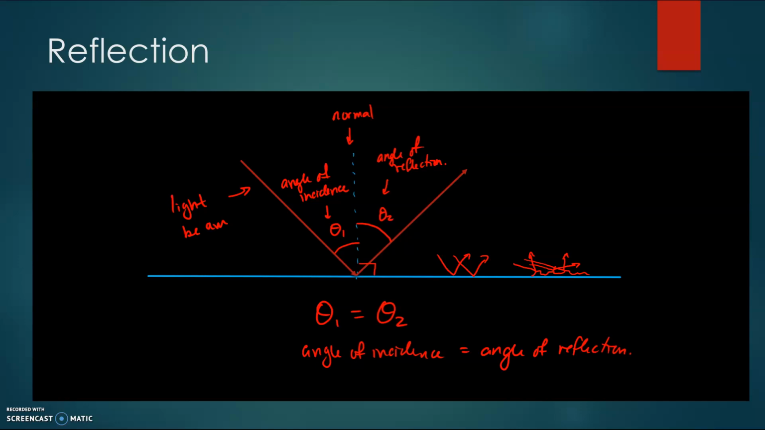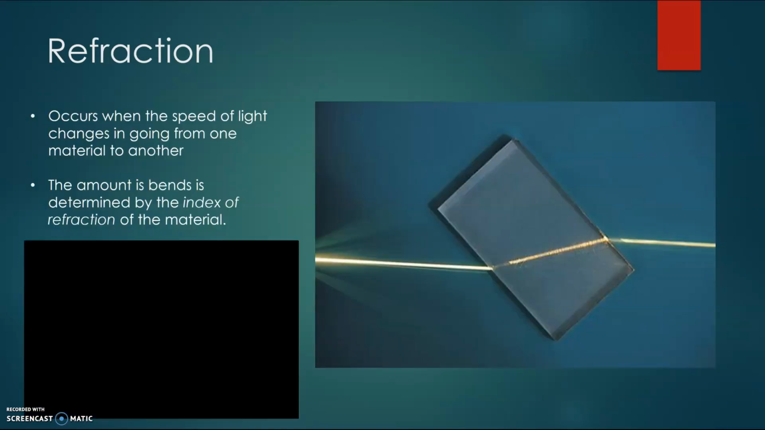But as far as the mathematics go, that's all there is to reflection. The angle of incidence is equal to the angle of reflection, and the angle that we're measuring is this angle relative to this normal line. Okay, so not too bad. Now refraction is a little bit more interesting.